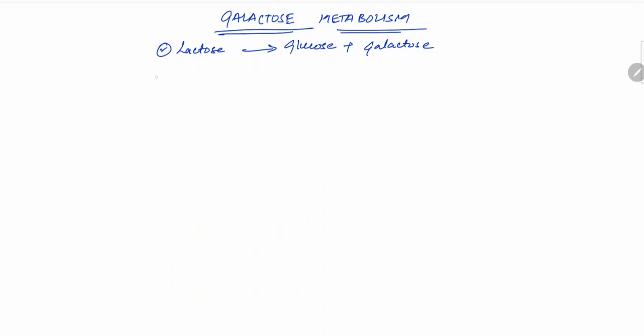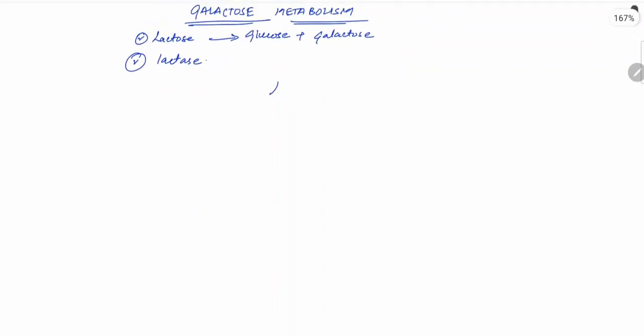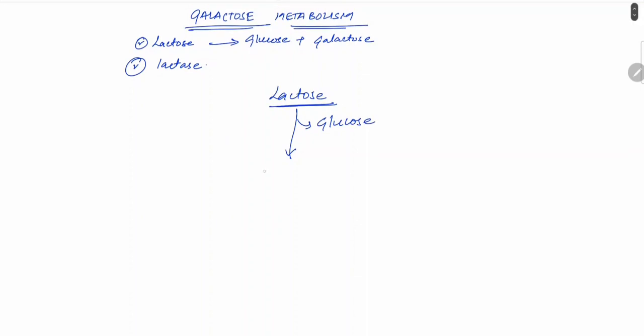And also, as we discussed already, lactose is broken down by an enzyme in our body called lactase, right? So, coming to the metabolism, we all know the lactose breaks down to form glucose as well as galactose, in the presence of the enzyme called lactase, right?